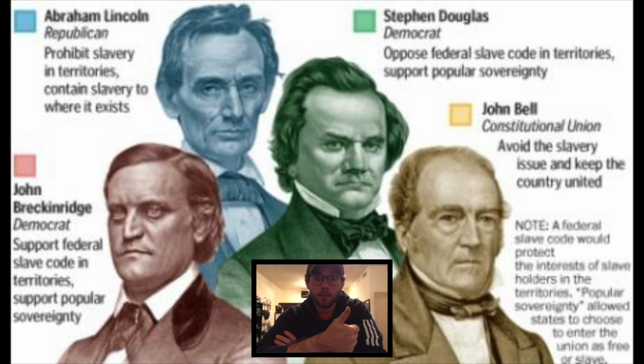Now, these 4 different candidates are going to represent 3 different political parties. We're going to have the Republicans by Mr. Abraham Lincoln. We're going to have the Northern Democrats with Stephen Douglas, the Southern Democrats with John C.